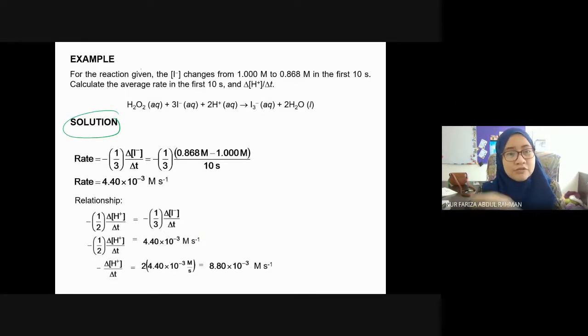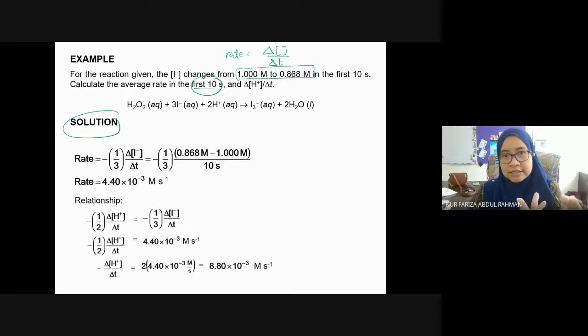Okay, alright. So let's go through the question first. For the reaction given, the I minus changes from 1 molar to 0.868 molar in the first 10 seconds. Okay, calculate the average rate in the first 10 seconds. Please take note that when you are calculating for rate, it must be change in concentration over change in time. Okay, so we can observe that from here. So we can calculate the change of concentration because we have concentration 1 and concentration 2. You can simply minus these two.